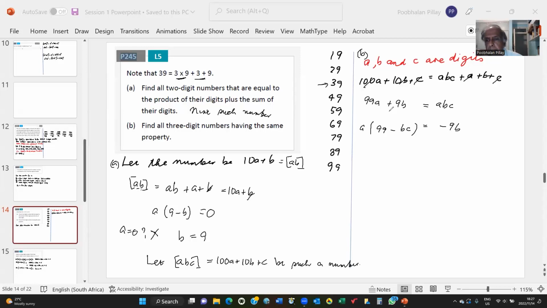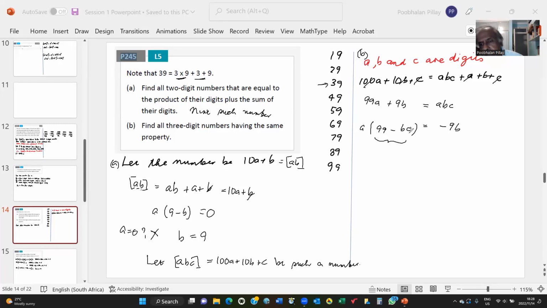When you bring 99A minus ABC together, you take out A as a common factor. Right. And now you've got this. Now the question is, can we solve for A? What are the solutions for A, B, and C? But you'll notice here that B and C are digits. The highest possible value that BC can have is 81, because B and C are digits. They could both be 9.